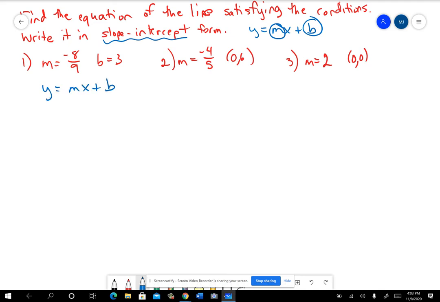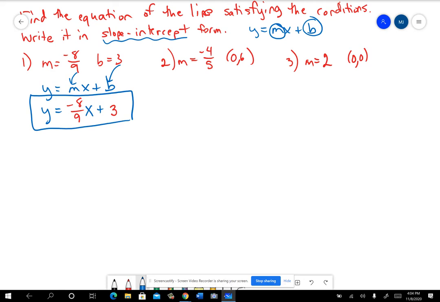And do you see how they give you that m is -8/9 and b is 3? This one, you would just write your final answer by plugging in the -8/9 and plugging in the 3. The mistake people typically make is they don't include the x. You're replacing the m with -8/9 and the b with 3. That's slope-intercept form. Don't forget the x, okay?